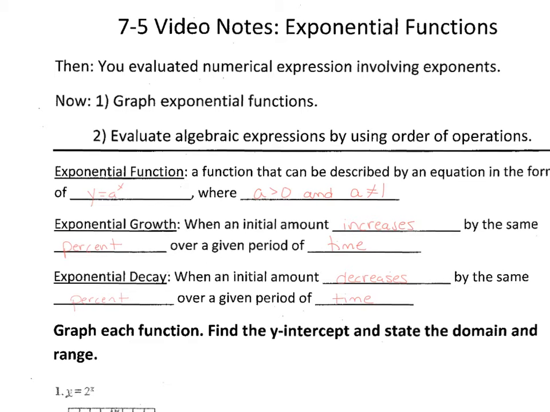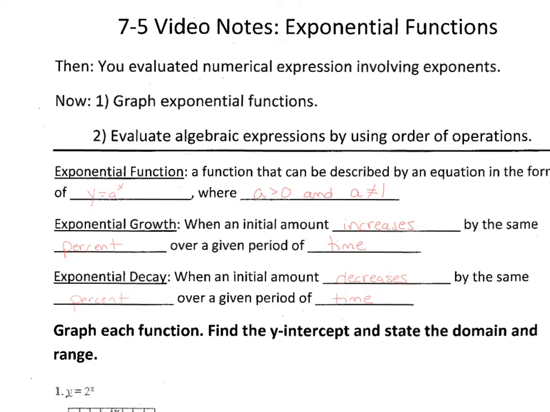Okay, there's going to be two specific types of graphs we're going to look at. We're going to look at a growth and a decay, okay? So we have an initial amount that increases by the same percent over a given period of time. And then for decay, it's when our initial amount decreases by the same percent over a given period of time.